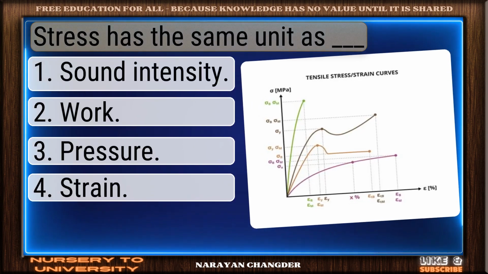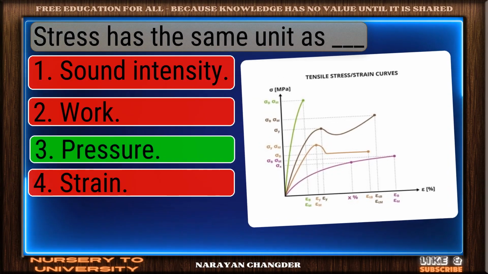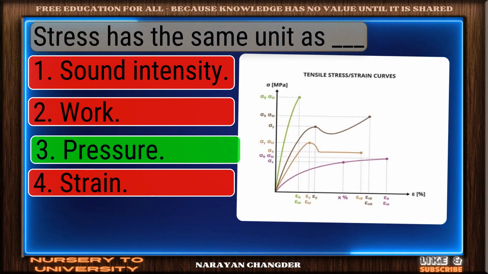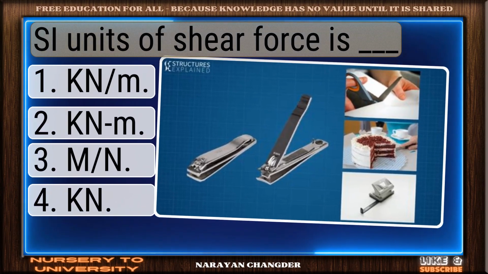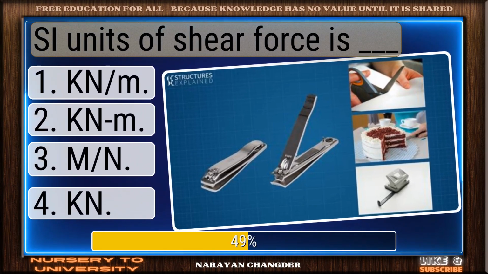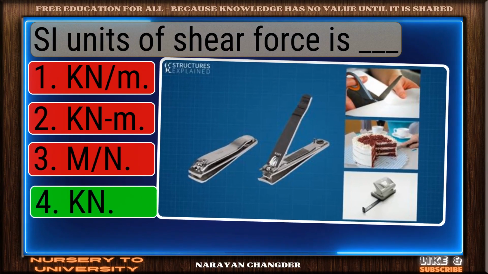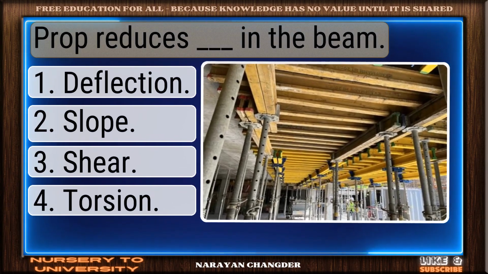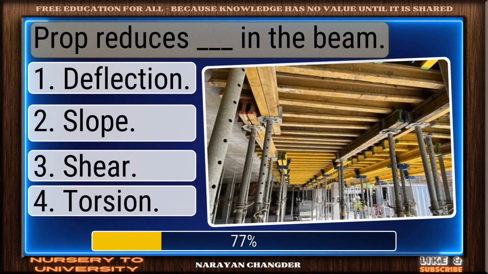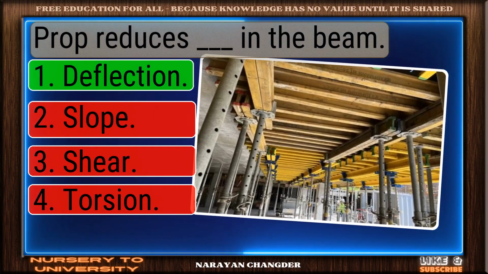Stress has the same unit as dash. Perfect. Pressure is the correct choice. SI units of shear force is dash. You chose kN, and it is correct. Prop produces dash in the beam. Great thinking. Deflection is the right choice.